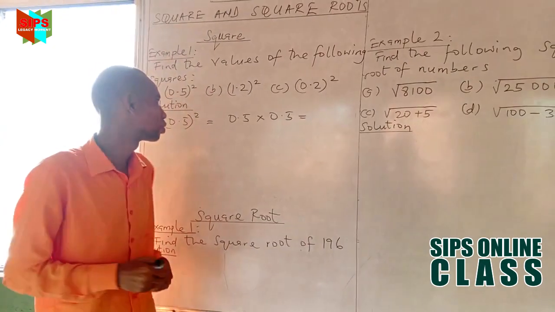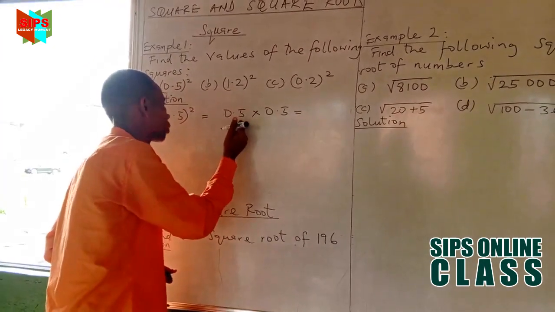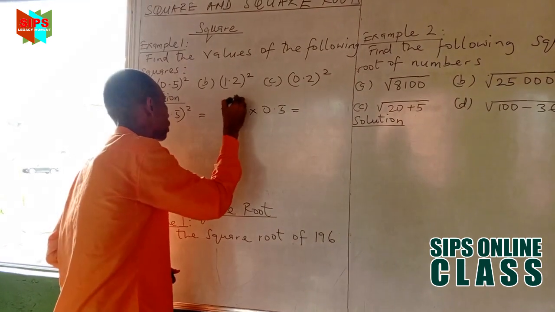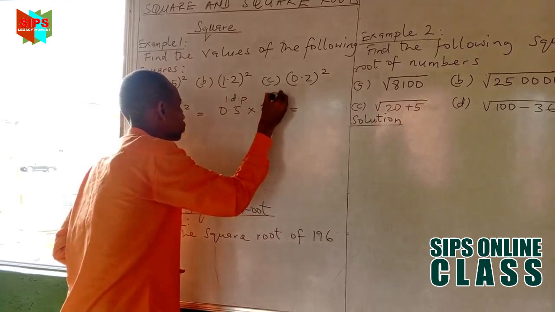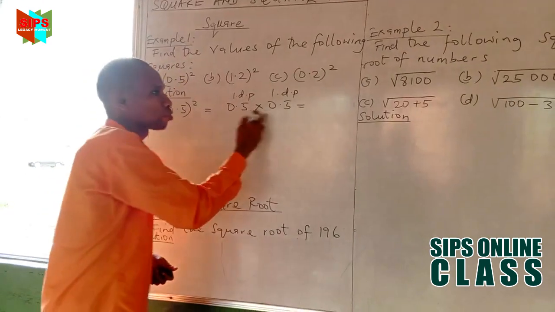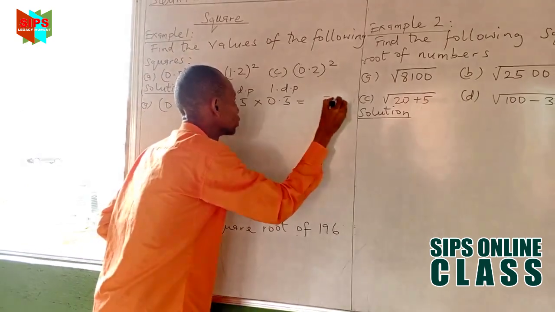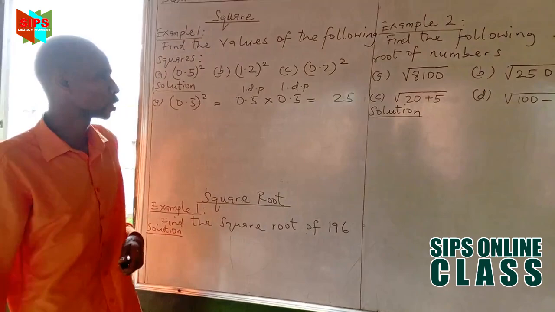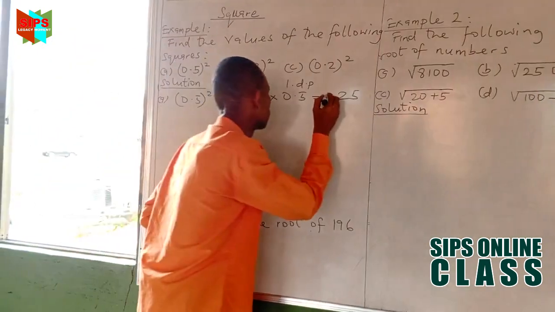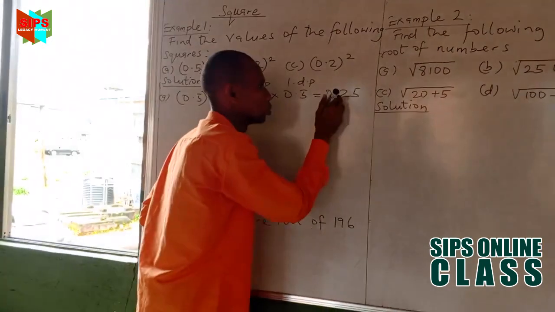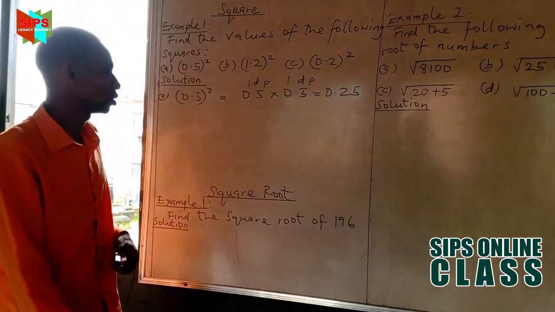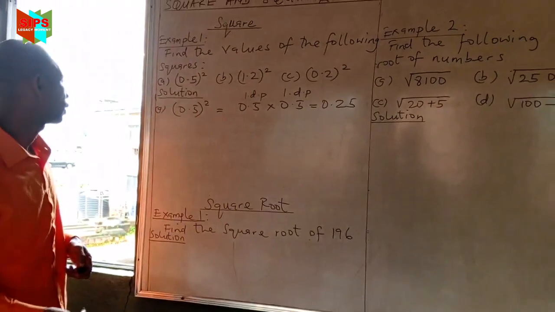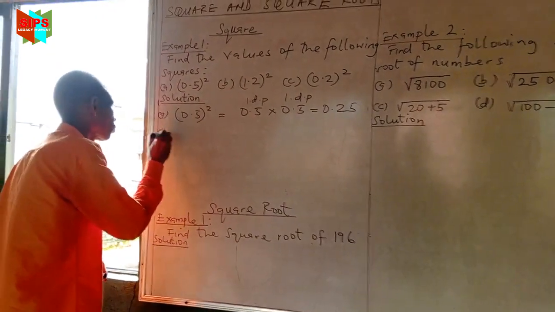We don't use calculator. So you see, this one is 1 decimal place, this one is another 1 decimal place. So 5 times 5 will give us 25. 1 decimal place plus 1 decimal place will give us 2 decimal places. So you are going to have it in this manner, 0.25. This is the answer to this particular question under A. So let's go to B.